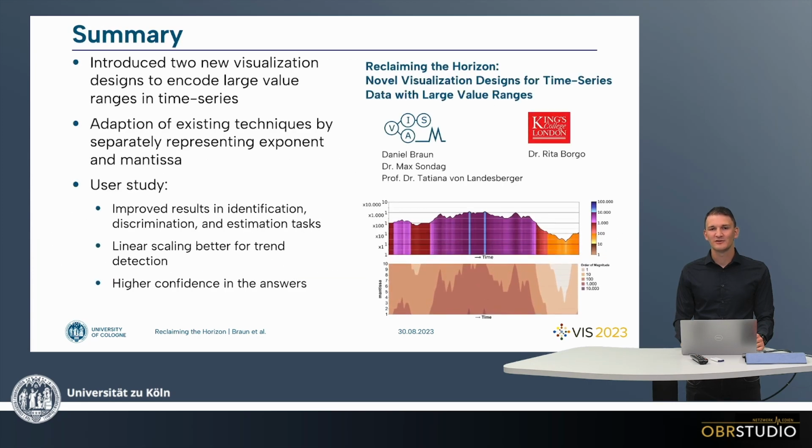In summary, we introduced two novel visualization designs for large value ranges in time series data. They extend standard techniques and use a separate representation of the mantissa and exponent of a value. The order of magnitude horizon graph outperforms all other designs in reading and comparison tasks, while the linear scaling of the classic horizon graph leads to better results in trend detection. Moreover, our new designs increase participants' confidence without requiring additional time to understand them.